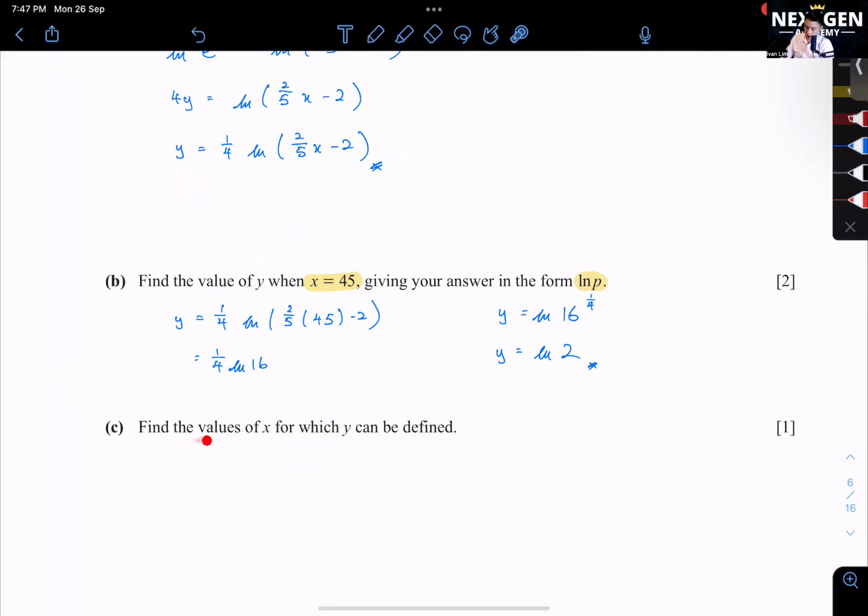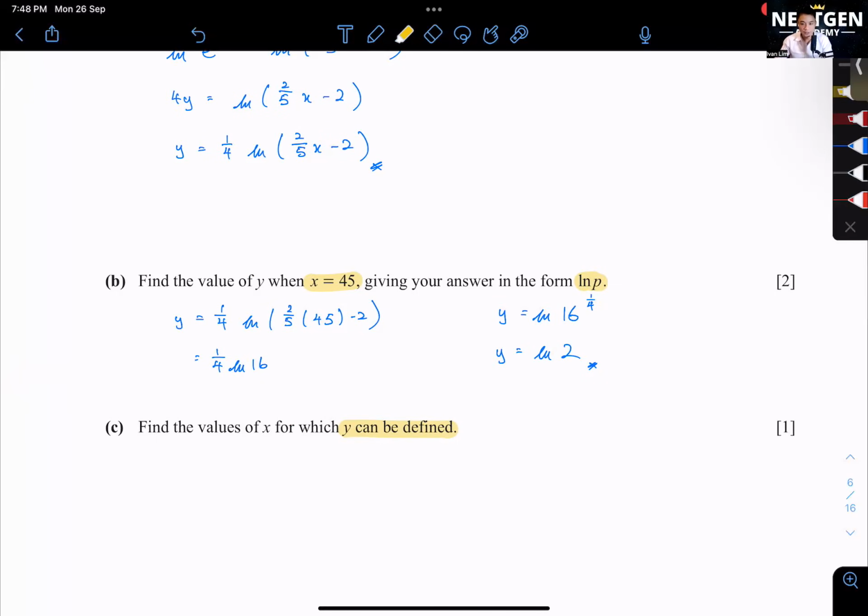Question C. Find the values of x for which y can be defined. Okay. This one, normally, how they structure it is they say find the value of x which cannot be defined. Now they say it can be defined. So how to express this? You all see the working that I gave you all?